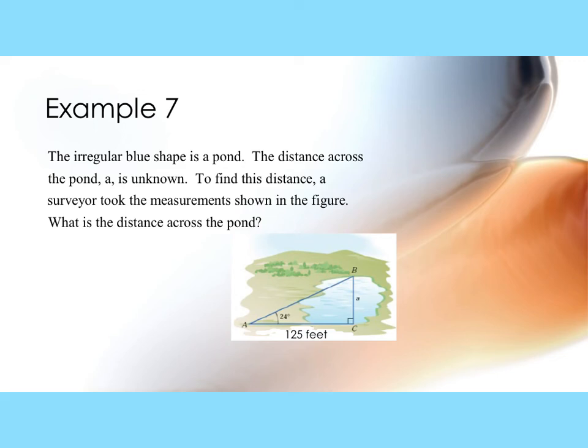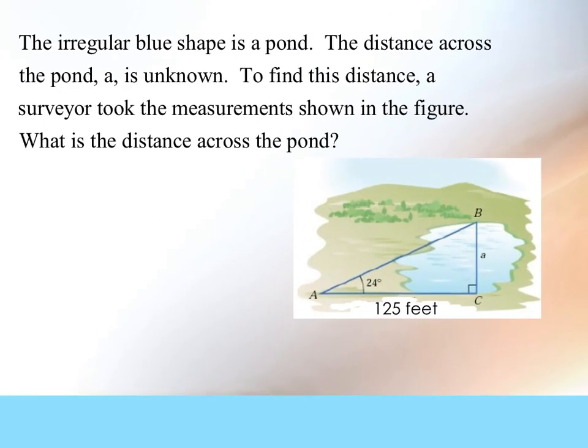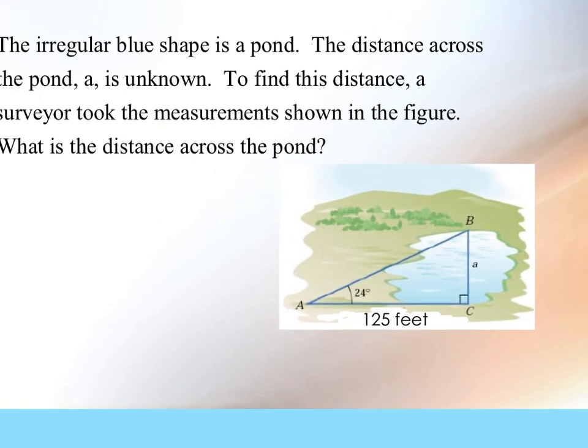So this one says an irregular blue shape is a pond. The distance across the pond, A, is unknown. To find the distance, the surveyor took the measurements shown in the picture. What's the distance across the pond? This one already gives you the diagram and everything. If it wants to know the distance across the pond, which is A, how do I set it up? What trig function are you going to use? Tangent, right? That's opposite and adjacent.